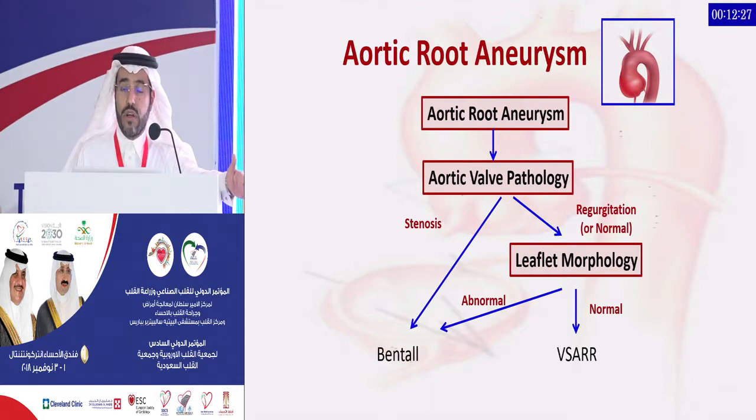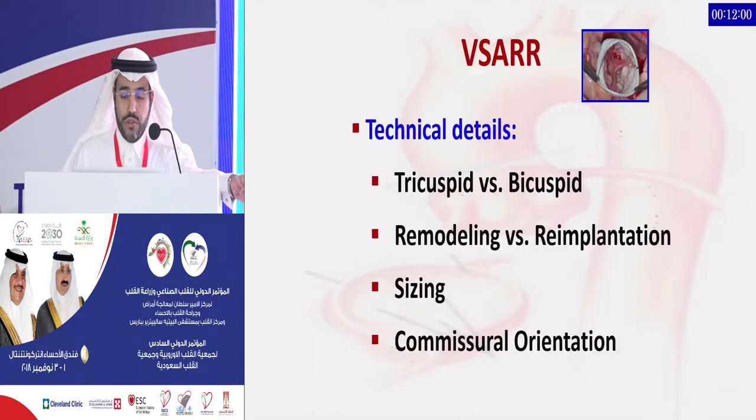Then you have to do an echo and look at the aortic valve. If the aortic valve is stenotic, then this patient will need a Bentall procedure. If the patient has aortic regurg or normal aortic valve, then we look at the leaflet morphology. If it is abnormal, then we go for Bentall. If it is normal, then this patient will be a candidate for valve-sparing aortic procedure. So it doesn't matter whether you start with aortic regurg or aortic aneurysm. The bottom line is you have to have a dilated aortic root, you have to have normal morphology of the leaflet.